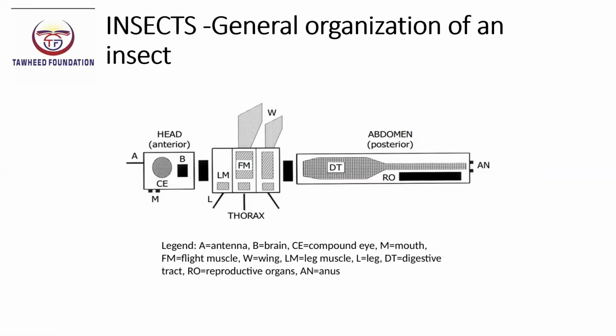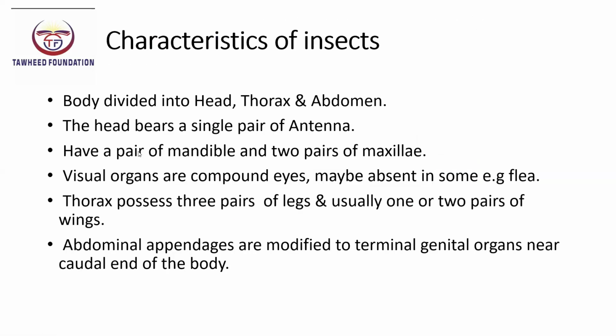Next is characteristics of insects. Insects have segmented bodies with head, thorax, and abdomen, a single pair of antennae, compound eyes, mandibles and maxilla, and exoskeletons with jointed appendages. Female mosquitoes possess a proboscis to pierce skin and suck blood, crucial for disease transmission like malaria and dengue. Their life cycle includes egg, larva, pupa, and adult stages.